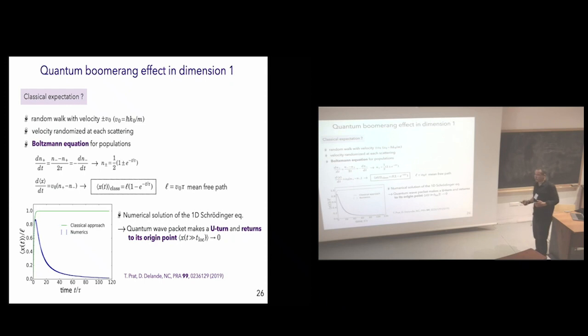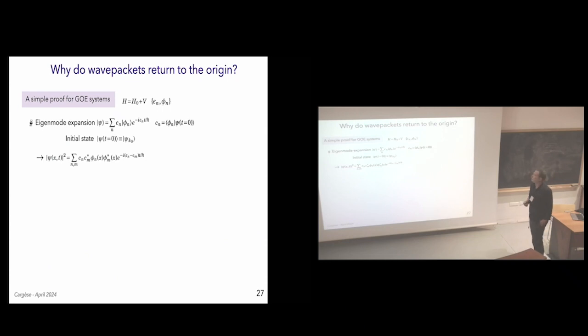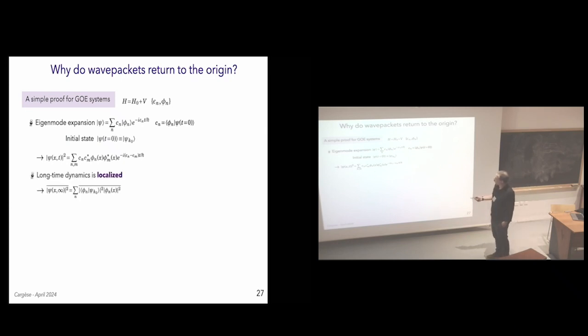And now we want to understand this. It turns out that there is a very simple proof to understand why pushed wave packets go back to the origin. So I flash it here. The idea is the following. It's based on the eigenmode expansion of your wave function. You have a wave function. You can always decompose it on the eigenmodes. But here, I choose the localized modes. Phi n are the localized modes. Then you can obtain the corresponding expansion for the density. And since the long-time dynamics is localized, the average density should be independent of time and given by the diagonal terms of the expansion.